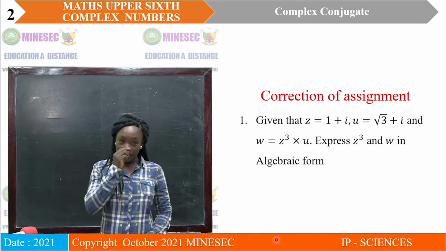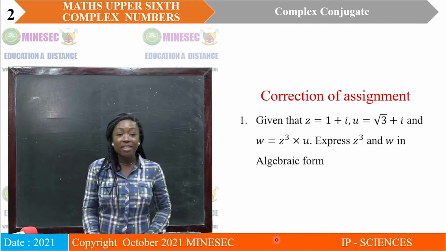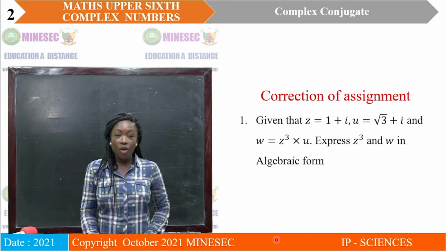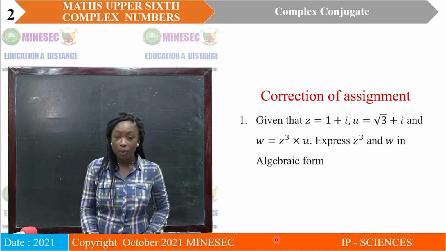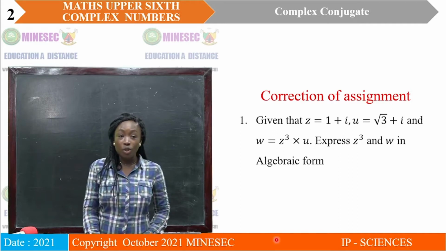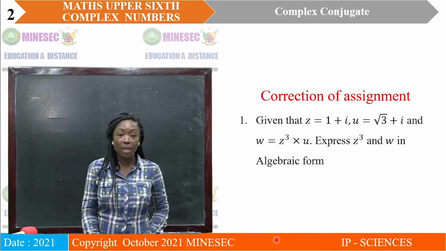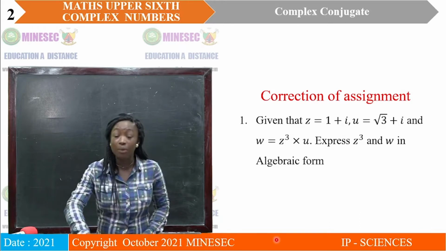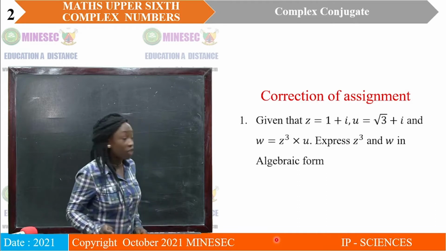I'll read the question. Given that Z equals 1 plus i, U equals root 3 plus i, and W equals Z cubed times U, express Z cubed and W in algebraic form. That was the very first question.